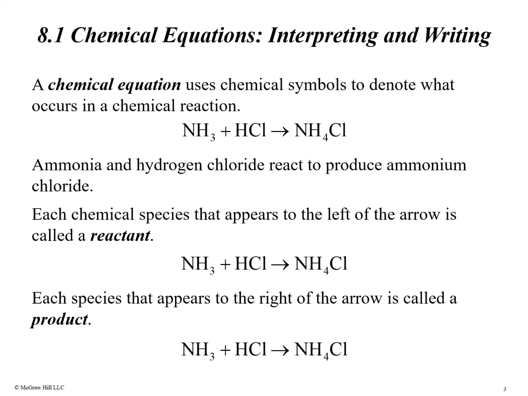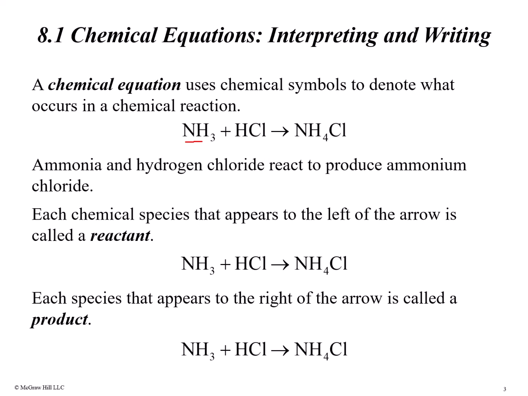So a chemical equation, what you know is that there has to be the breaking of bonds and the formation of new bonds, and those new bonds form a new compound or a new element. So in this case, we have ammonia, and ammonia is NH3.